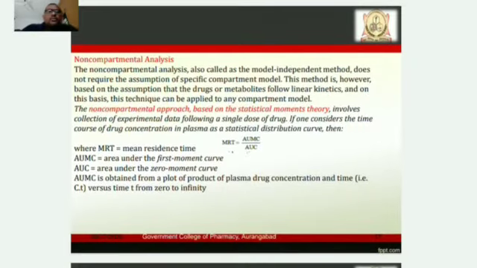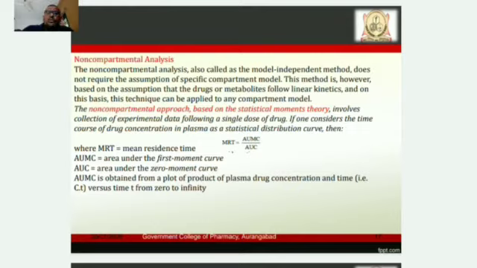Now, as we have seen the different types of pharmacokinetic models, one is the model approach, which is classified into three types: the compartment model, physiological model, and perfusion data. And the second is the model independent method, which is further classified as non-compartment analysis.